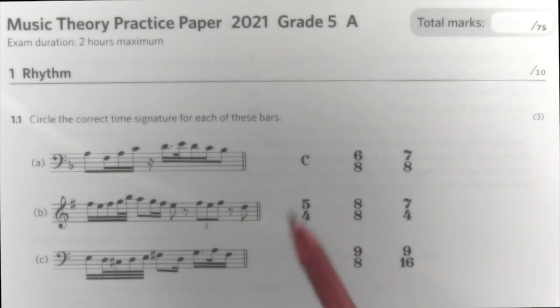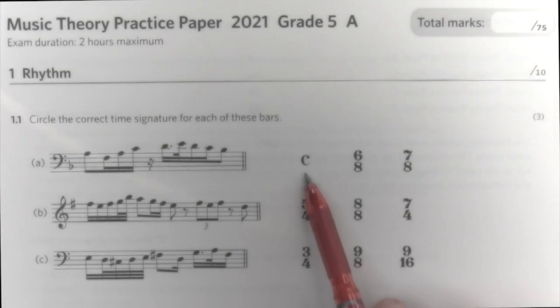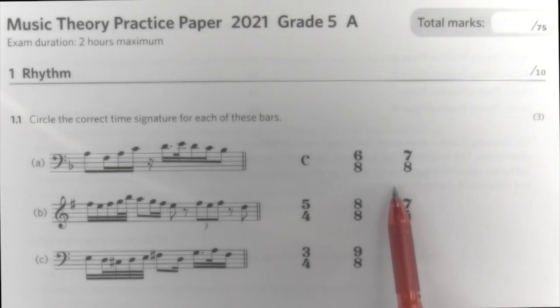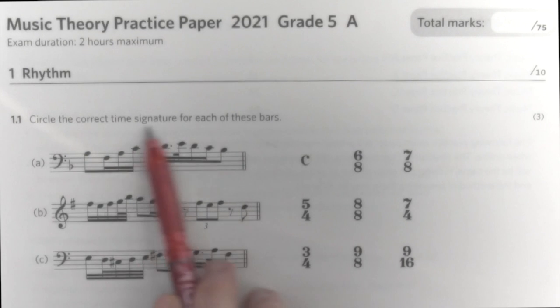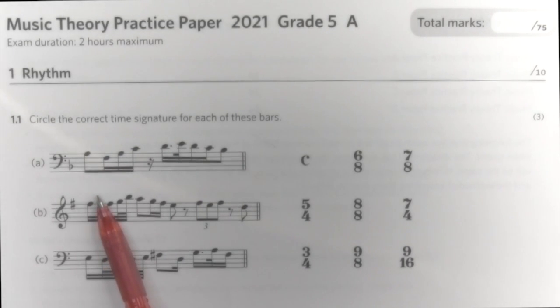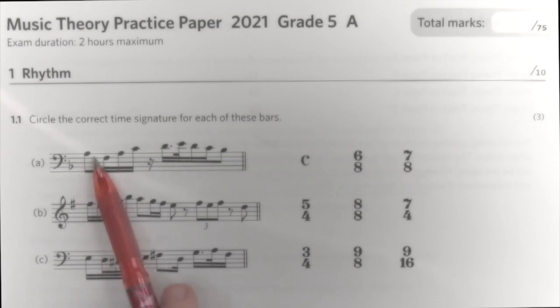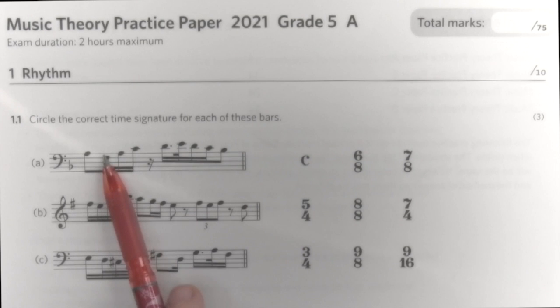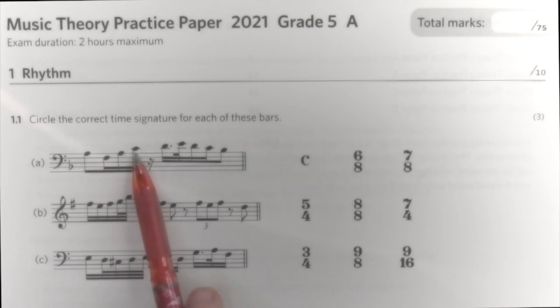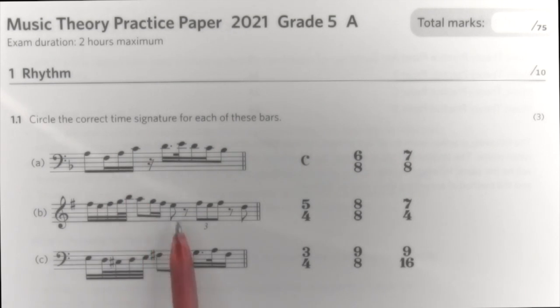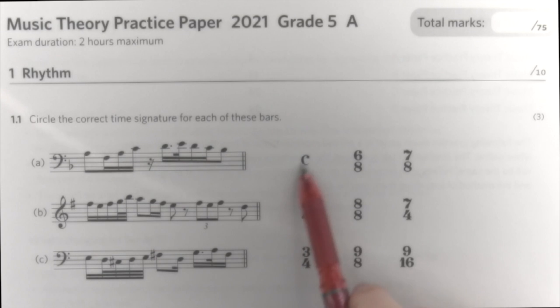4/4 means 4 crotchets, whereas 6/8 and 7/8 mean quavers. By looking at the bar, I don't see crotchets as the counting value, but I see quavers. And I'm saying this because look at this grouping here. We have 1 quaver here, 1 here, and 1 semiquaver. This is an odd number, and when this happens it means that we are in 8s. We count in 8s. Therefore we can exclude 4/4.